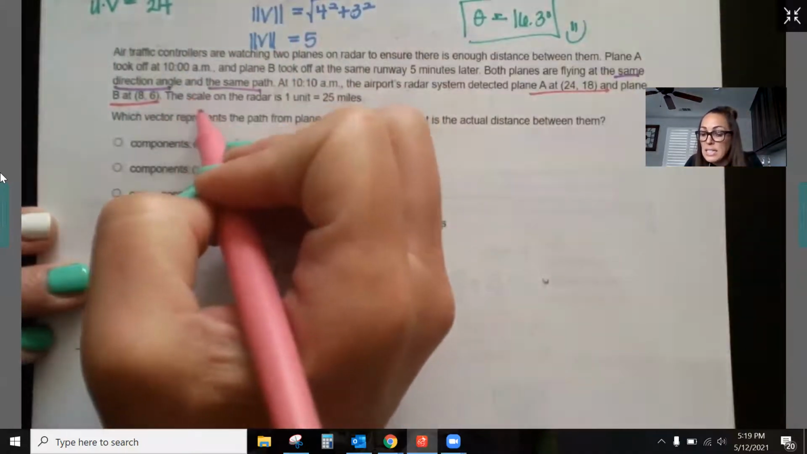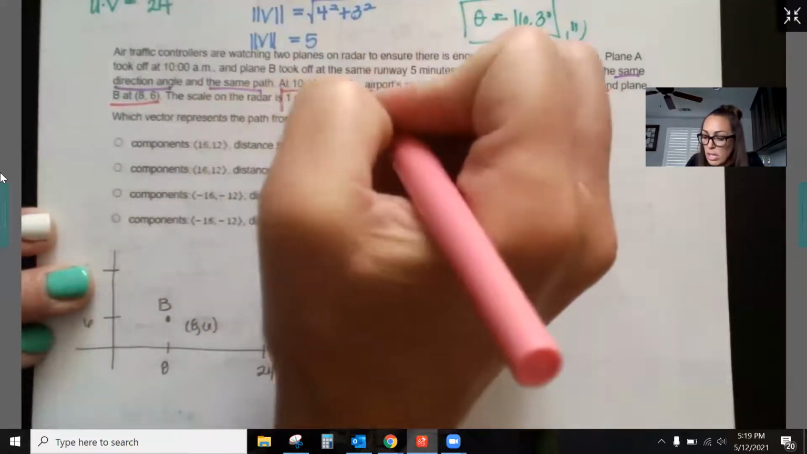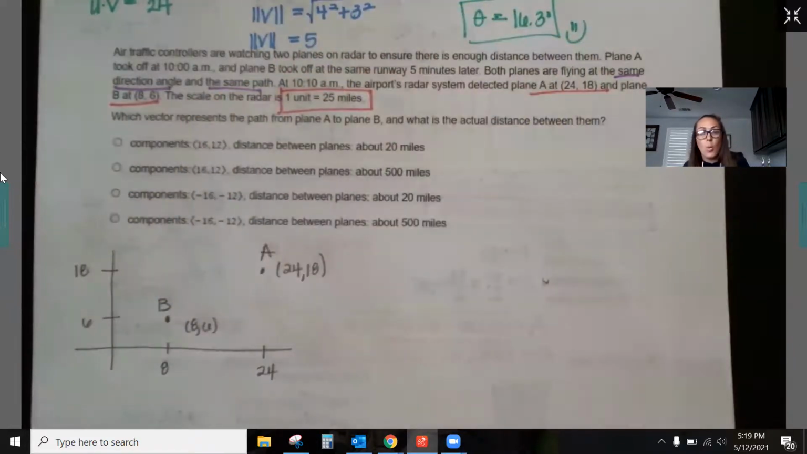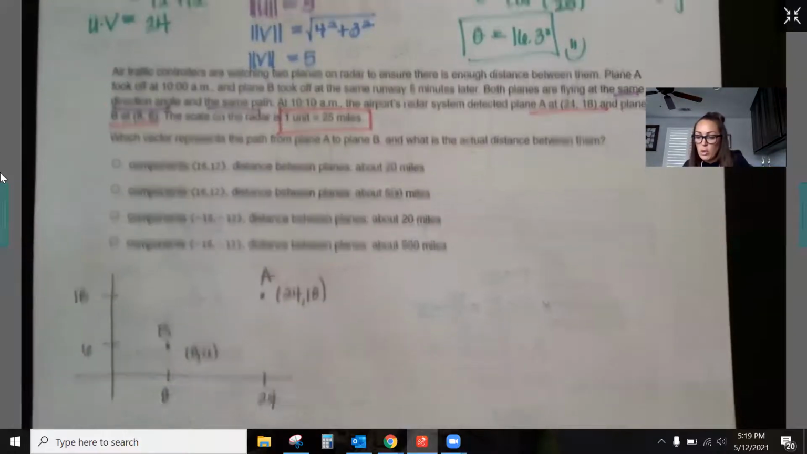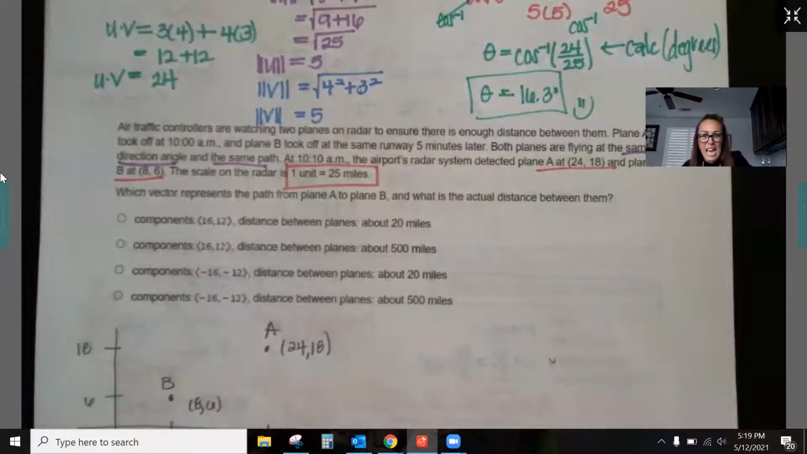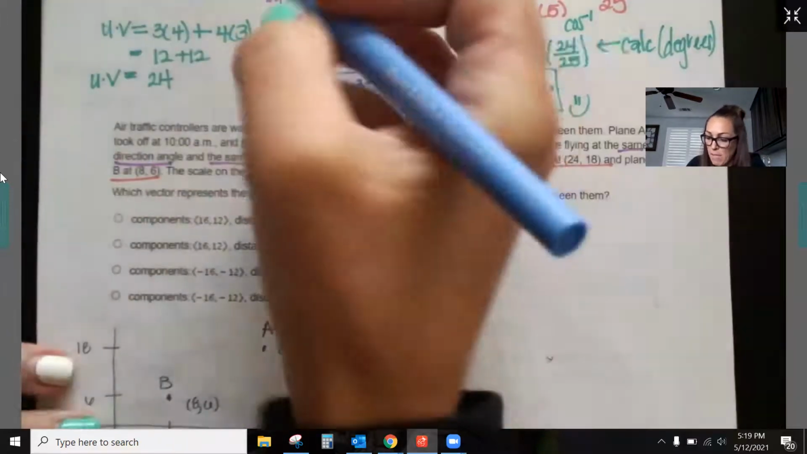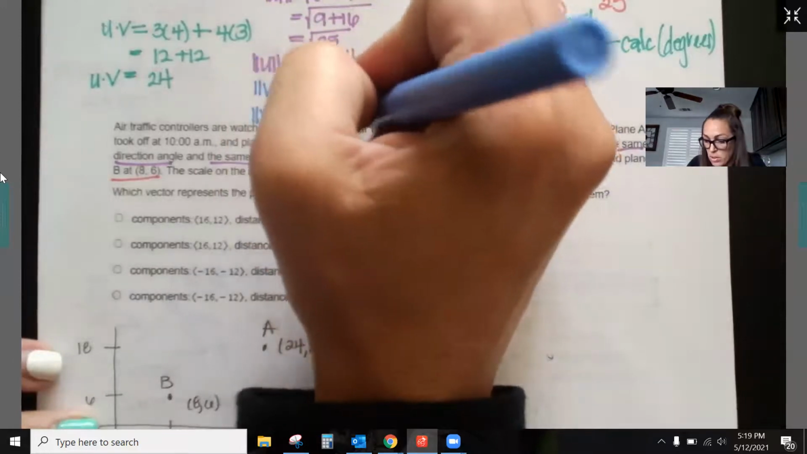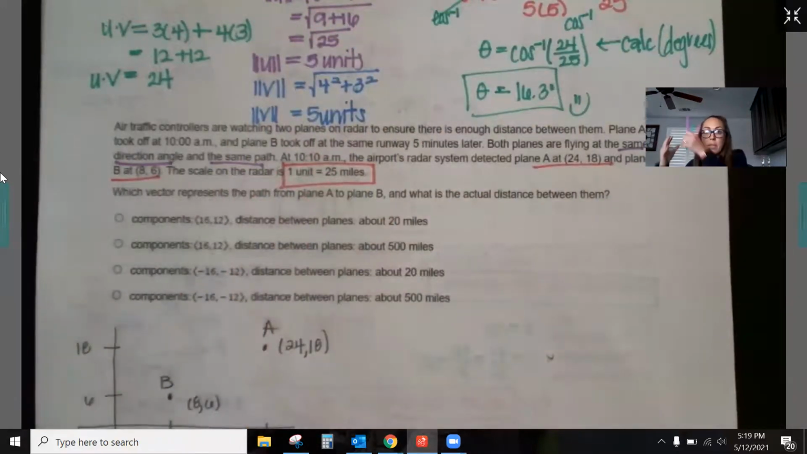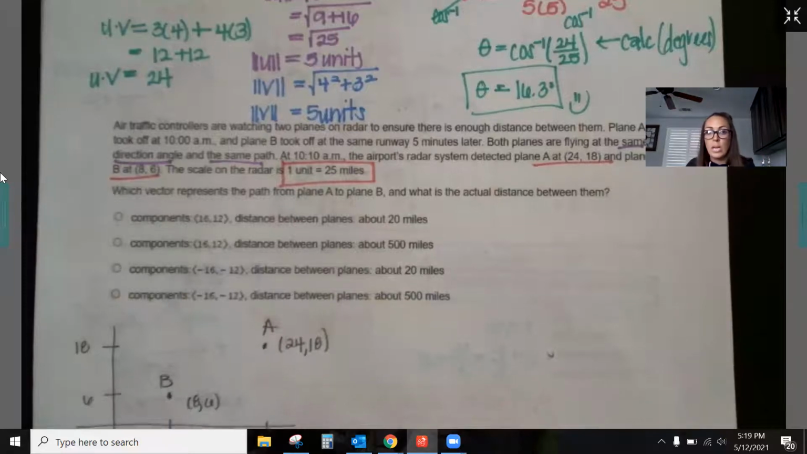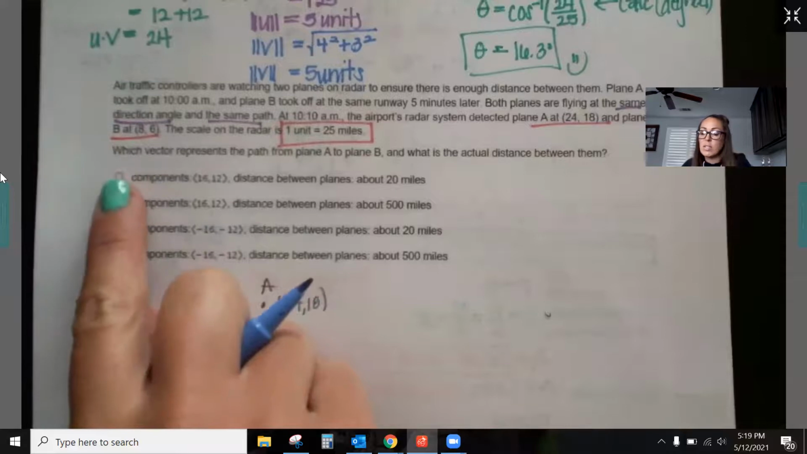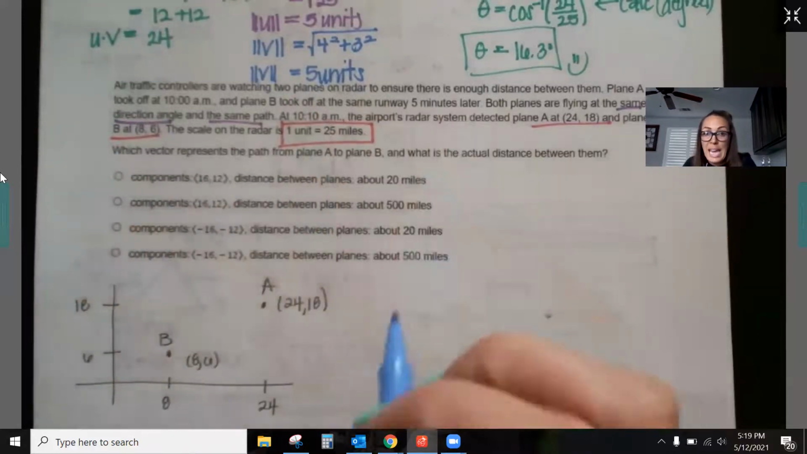It also adds the scale on the radar is 1 unit is 25 miles. So when we talk about this magnitude, we don't have a specific value with it. This would be 5 units long. So in this case, they're telling you that 1 unit is representing 25 miles. But when we solve for the magnitude or for the distance of the vector, we always just use it in terms of units. So this continues and says, which vector represents the path from plane A to B?